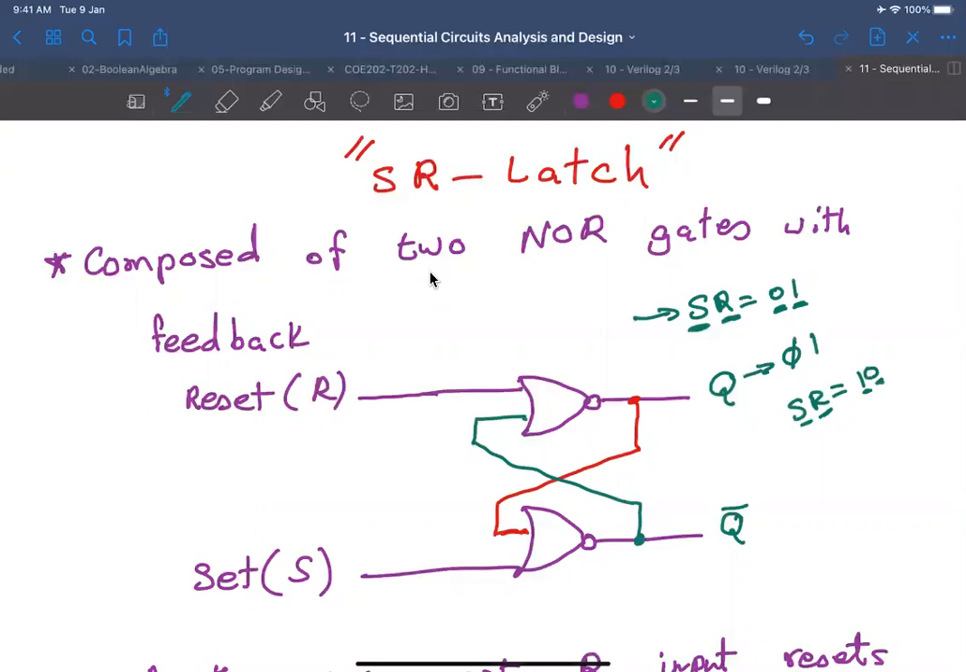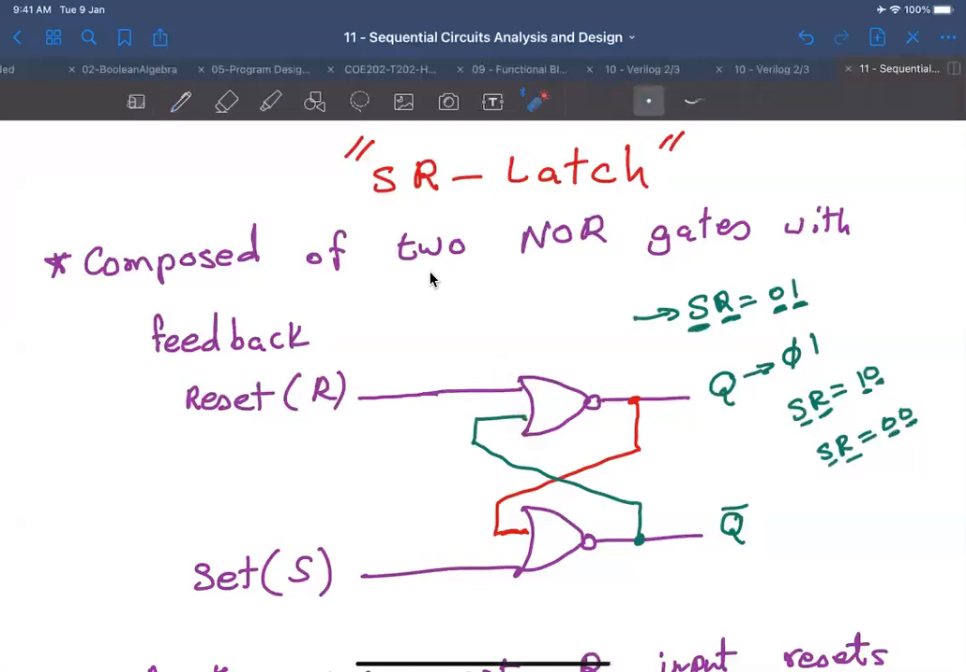Now the magic happens when both are 0. When S and R are both zeros, what happens? There is no change. It depends on what it was last time, so the value doesn't change, because in this case the 0 is the non-controlling value of the OR. So whatever the other input has will dictate the value of the output.